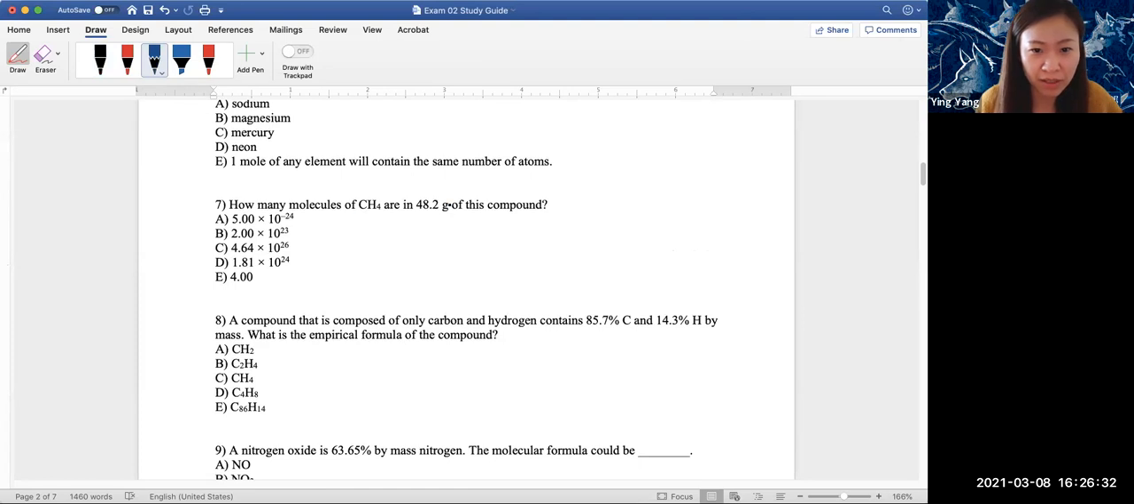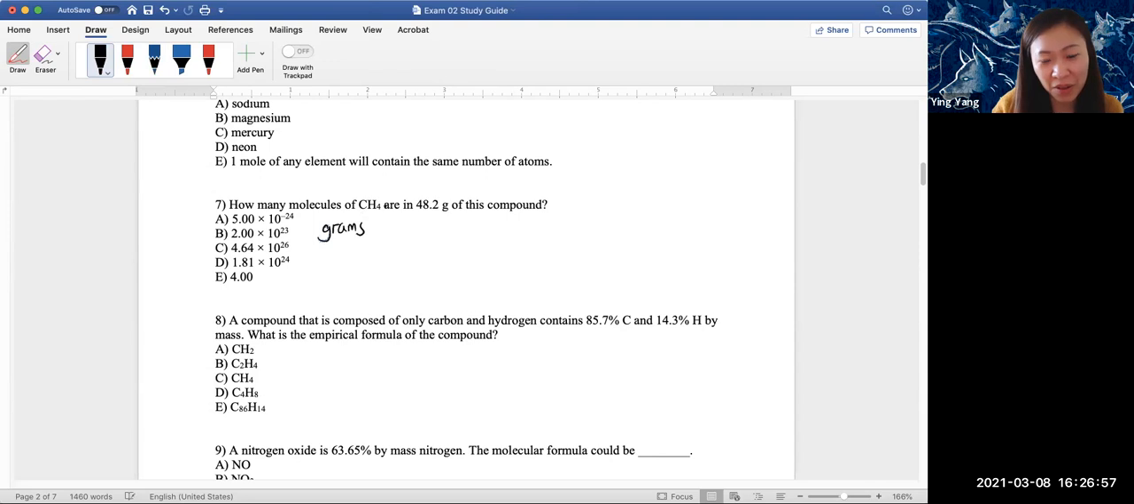I'm trying to, let's try a different pen. Okay, so what this is testing you on is a quite important concept in this chapter, how to convert between the grams and the molar mass and the number of molecules. So if you know, oh, this is actually a weird pen. Okay, let's go back to this one.